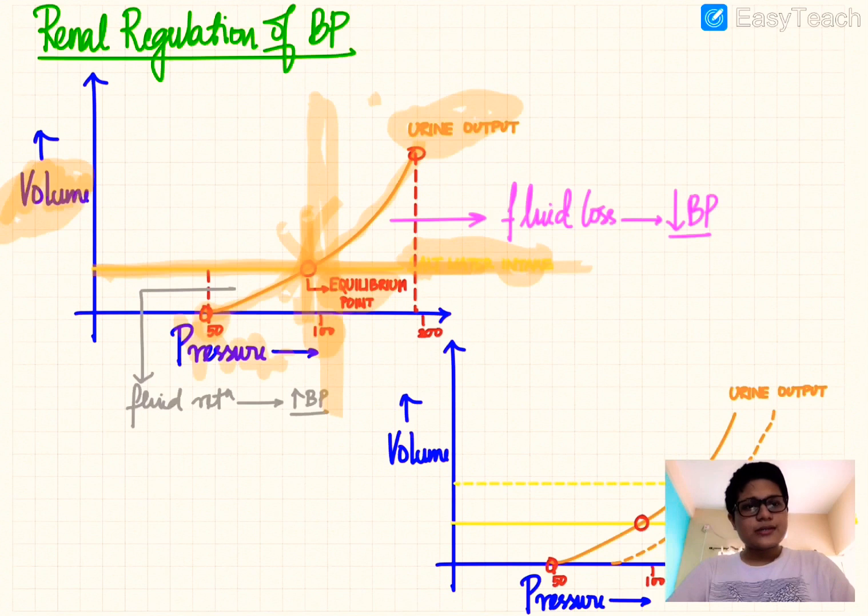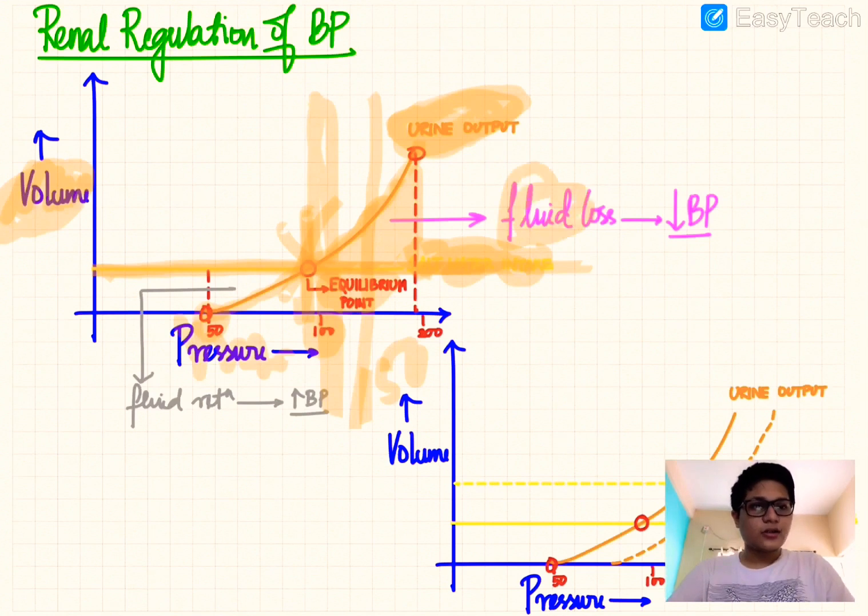Now suppose somebody's blood pressure has shot up to, let's say, 150. So it is in this portion of the two curves. In this portion, the urine output is exceeding the salt water intake. Now what is the net result of this? If your output is more than the input, obviously there is a loss. So here there is fluid loss, and the blood pressure will consequently fall.